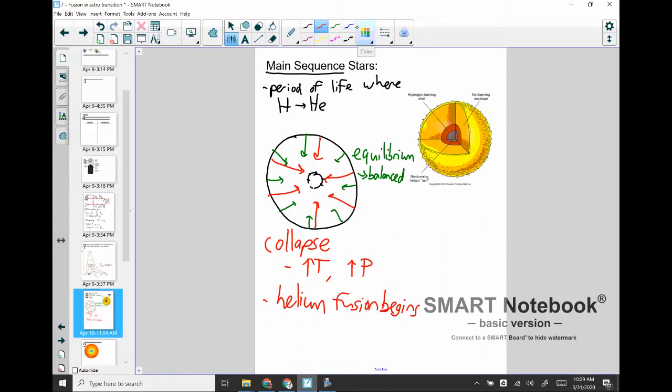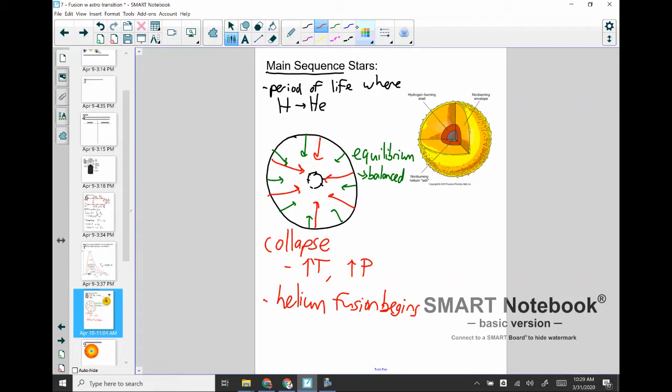I'm realizing I'm talking with my hands and you can't see me. We had a nice stable star. My hands are about as wide as a basketball, which then collapse. Now I'm a baseball. And then when helium fusion begins and we have that outwards pressure, it expands much, much larger, think like a beach ball. So the size of that star increases once we move on to helium fusion.